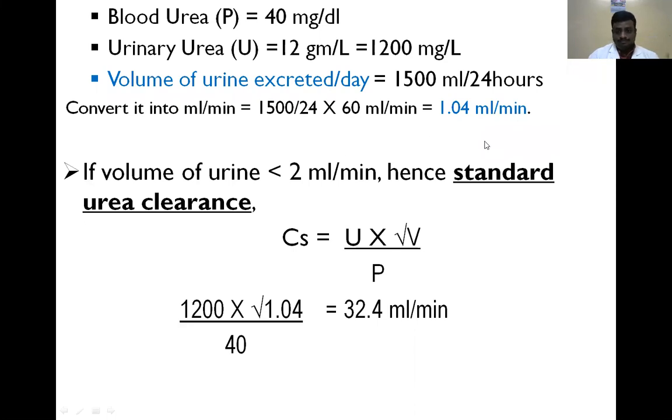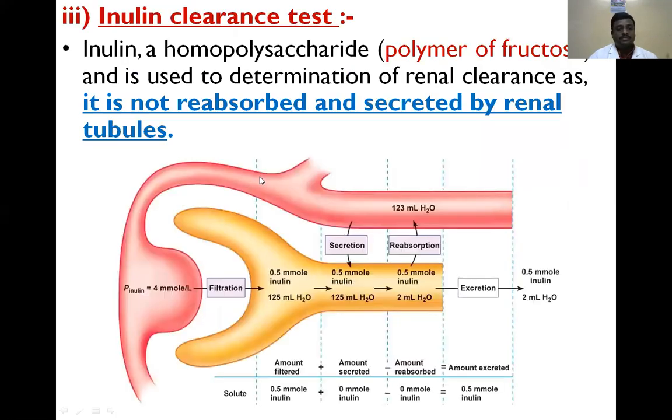If the volume of urine is less than 2 ml per minute, here the volume of urine is 1.04 ml per minute. That means it is less than 2 ml, so we calculate the standard urea clearance. That standard urea clearance value is 32.4 ml per minute. So this is one patient example.